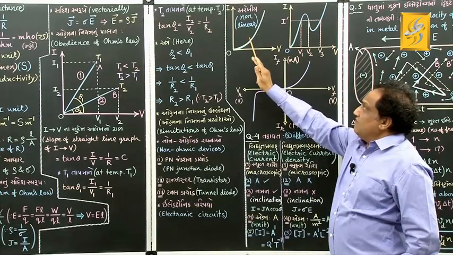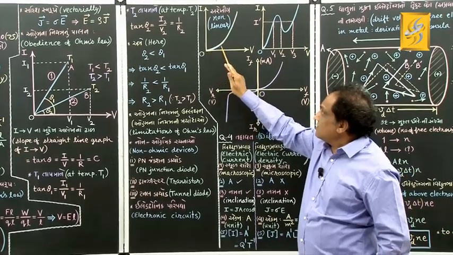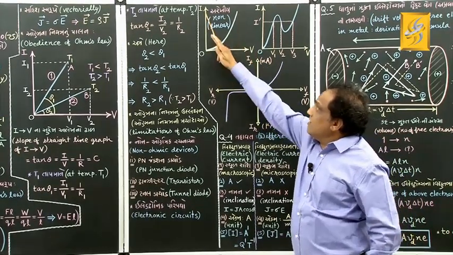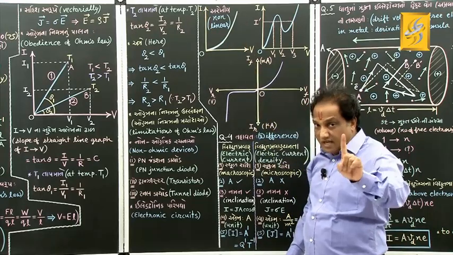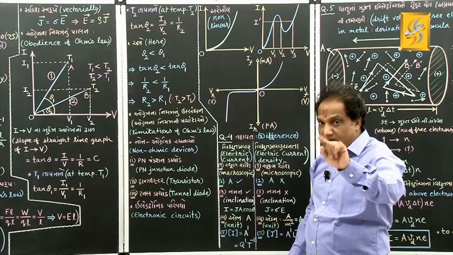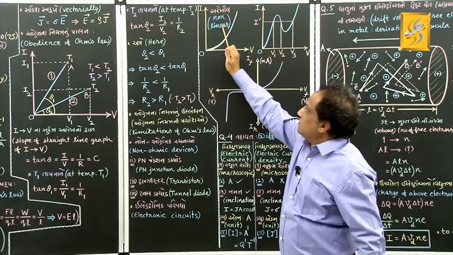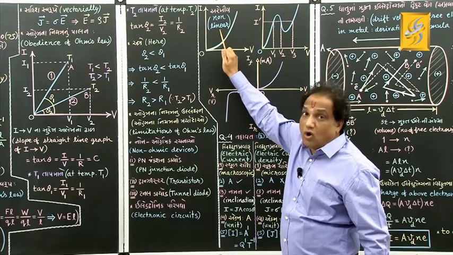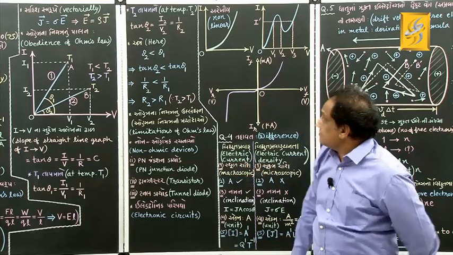For example, in the forward bias condition of a PN junction diode, you are going to get a curve like this, correct? The I versus V graph is a curved graph. It is not a straight line graph, which means the relation between I and V is not linear. That is why I am writing here non-linear. The relationship is non-linear, okay? That is why Ohm's law is not obeyed.